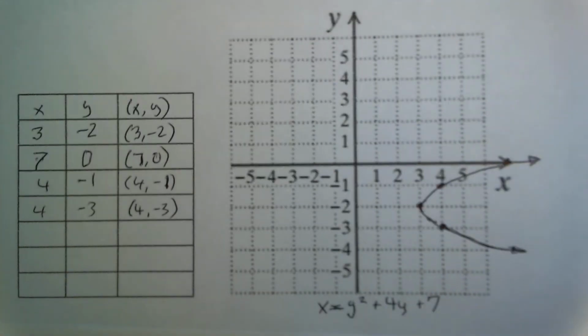And by computing a few more ordered pairs, we can plot those ordered pairs and then connect them with a smooth curve. And this is a graph of x equals y squared plus 4y plus 7, which of course is the reflection across the line x equals y. So that's why the coordinates look somewhat familiar from the previous graph.